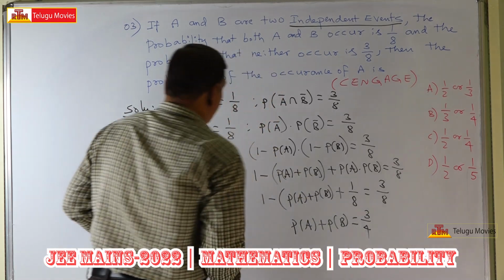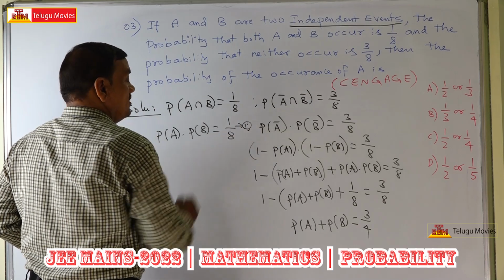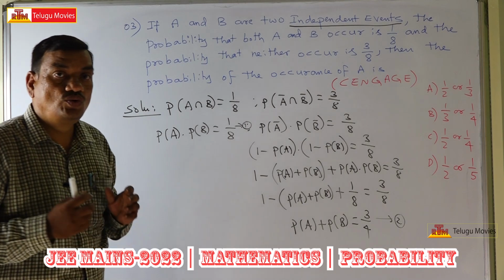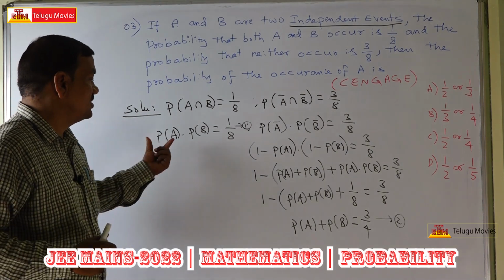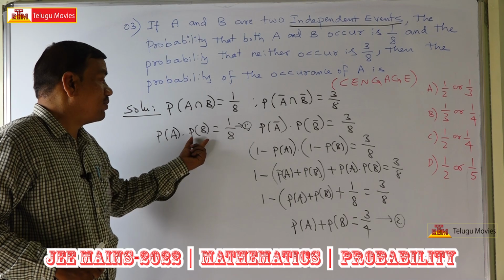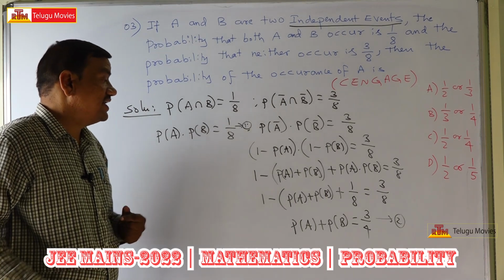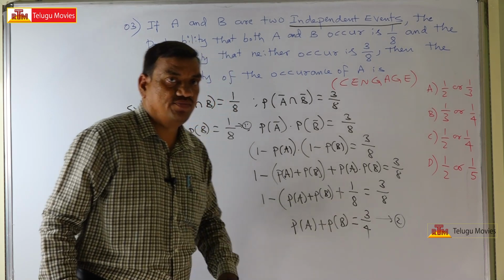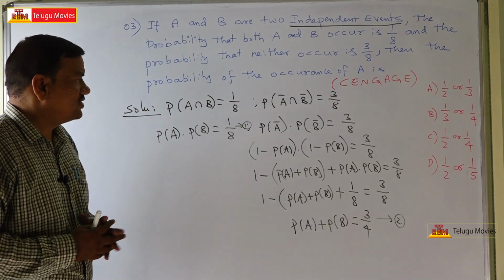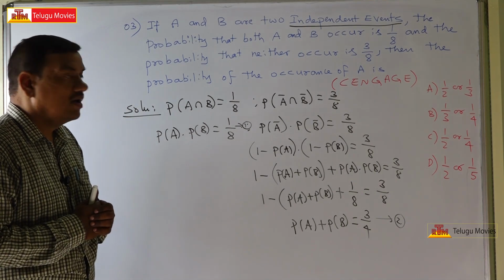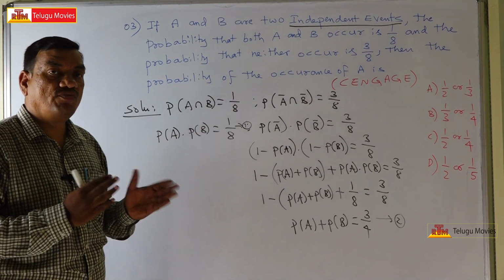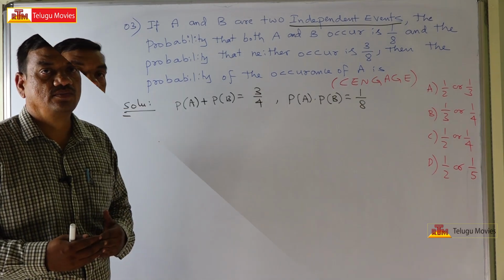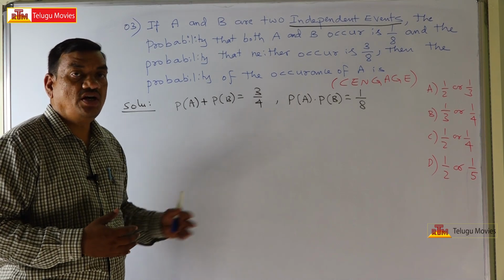Call this equation number 1 and this equation number 2. So we have two equations. The first equation is probability of A times probability of B is equal to 1 by 8. The second is probability of A plus probability of B is equal to 3 by 4. From these two equations, we have to solve for probability of A separately. So let us continue our solution.